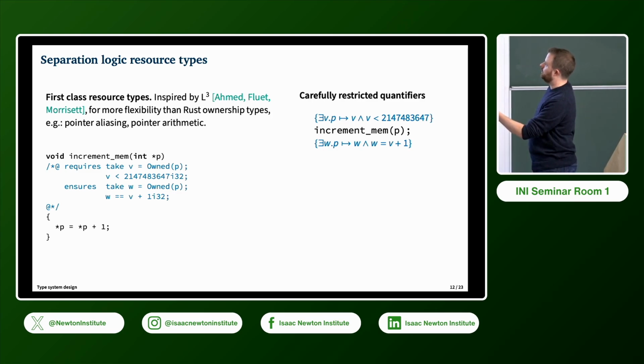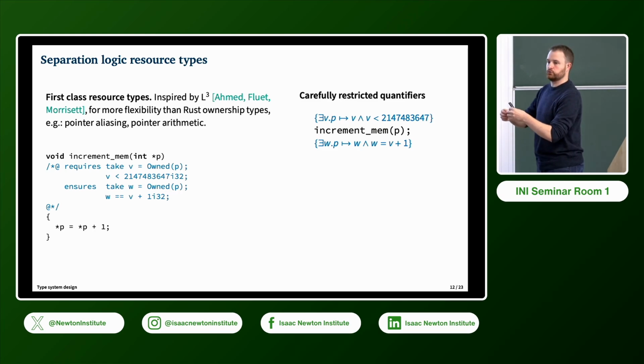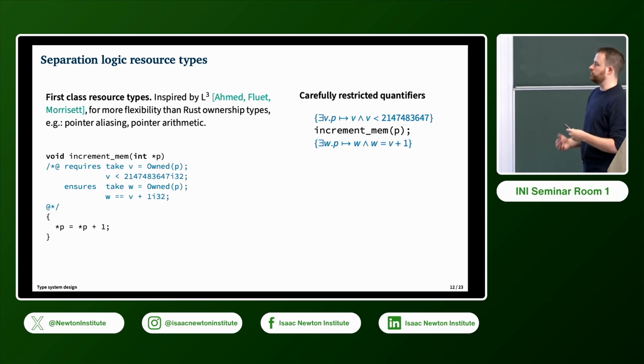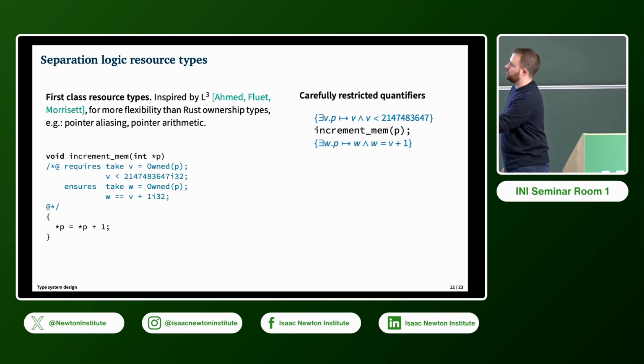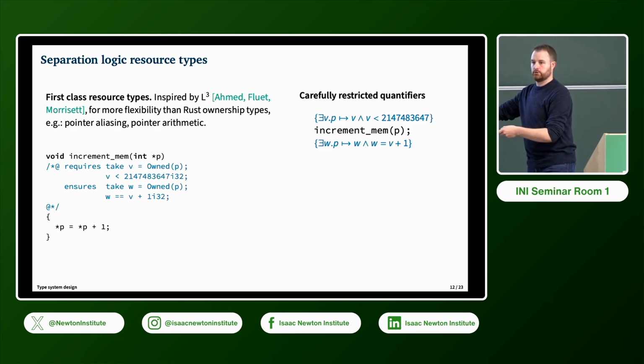We'll say in the precondition we take ownership of P, and this resource has an output which is the value represented by the resource in memory. So we introduce the name V for it, and it's the same V as here. And we can say, V must be sufficiently small. And we can do the same in the post condition to relate the W, which is the state of the integer after the execution, to the one before.